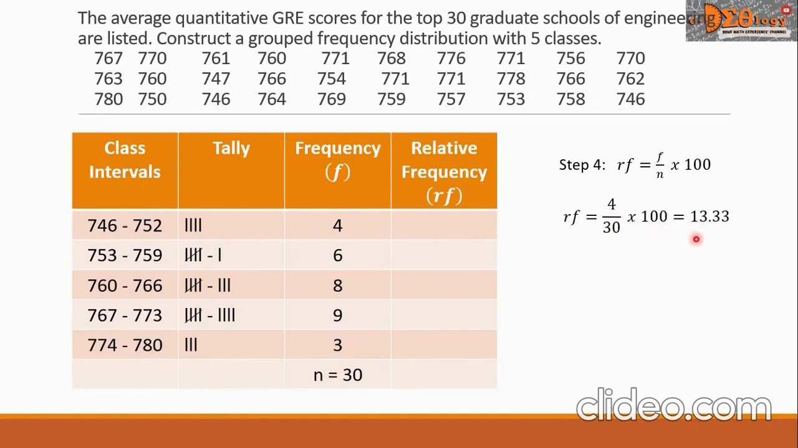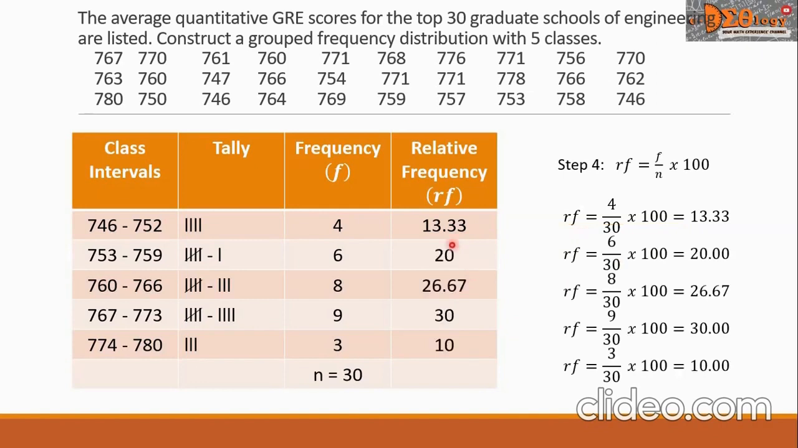And the answer is 13.33. This value we will put on this blank. And there we go. So let us complete the remaining blanks using our formula here. So this number 20 comes when we have the number 6 divided by 30 times 100.